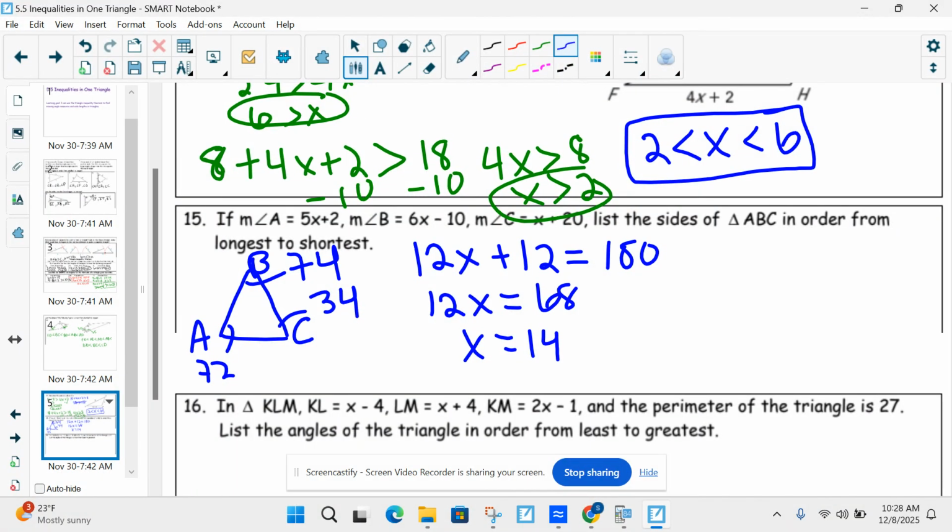So then we'll list the sides from longest to shortest. Since angle B is the biggest, side AC will be the shortest. Followed by, I'm sorry, I meant the longest. AC is the longest, so our inequality needs to go the other way. Followed by angle A, which opposite of that is BC. And then finally, the shortest side is AB.